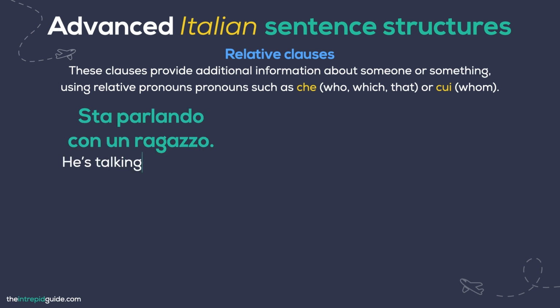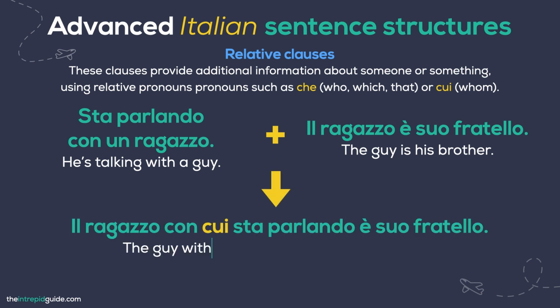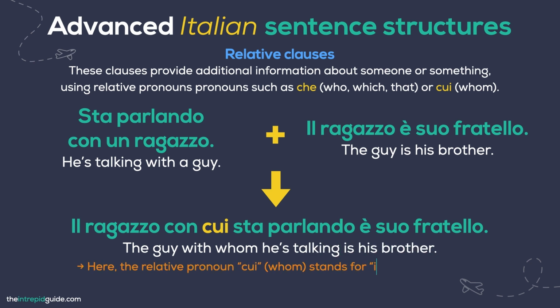Sta parlando con un ragazzo. He's talking with a guy. Il ragazzo è suo fratello. The guy is his brother. Joining these two sentences, you can say, Il ragazzo con cui sta parlando è suo fratello. The guy with whom he's talking is his brother. Here, the relative pronoun cui, whom, stands for il ragazzo, the guy.